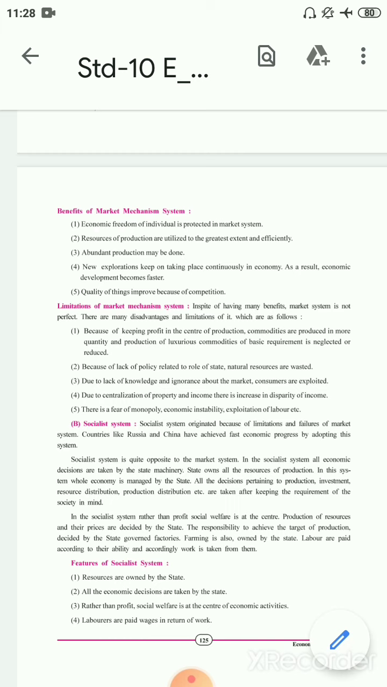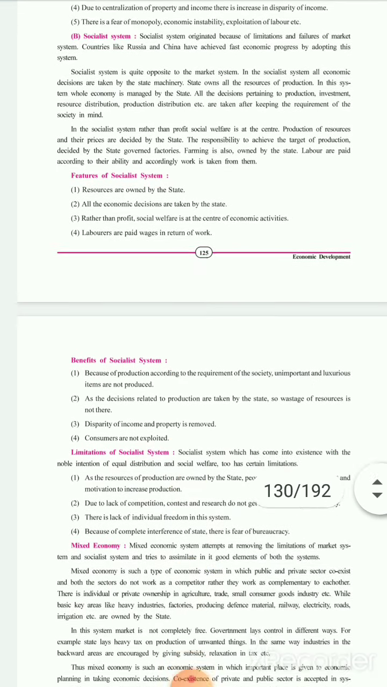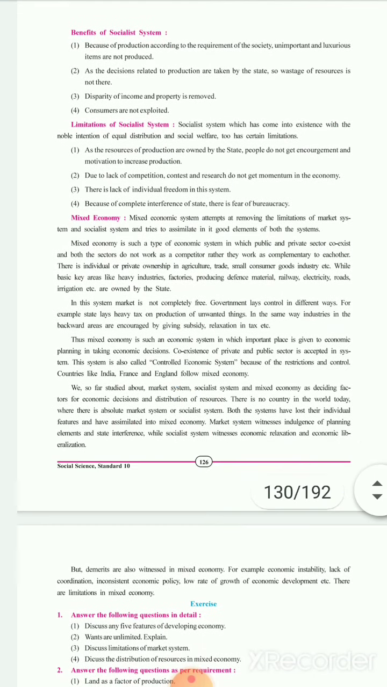Advantages of the socialist system. So go to the next page. Number one, because of production according to the requirement of society, unimportant and luxurious items are not at all produced. So there is no wastage of resources. Number two, as the decisions related to production are taken by the state, the wastage of resources is also not there. Number three, disparity of income and property is also removed.